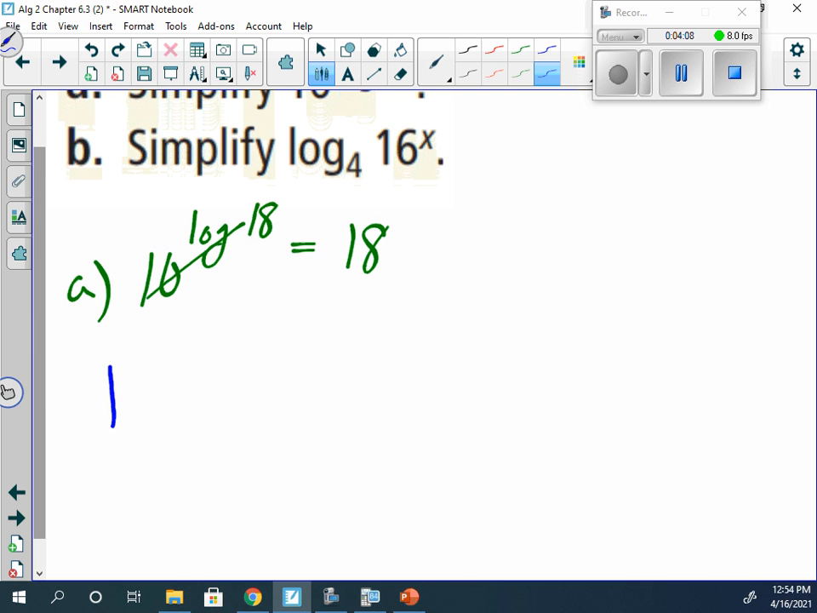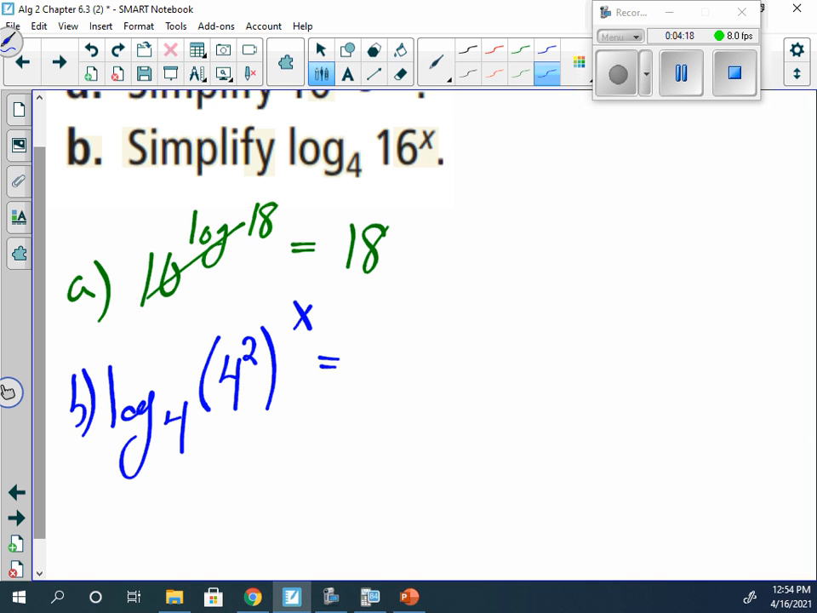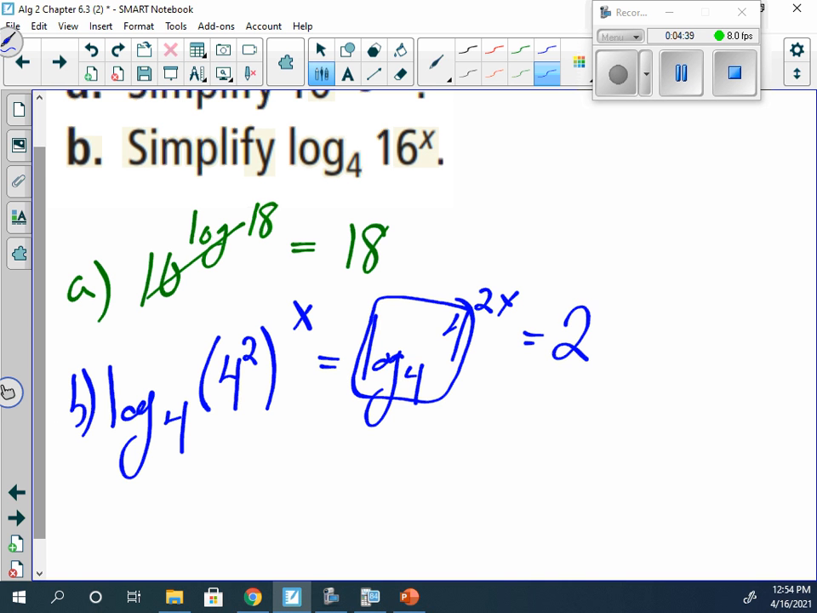So we can look and see, because we would have to change 16, and 16 would be 4 squared. So yes, it is most likely going to work out to be 2x. Because our powers of powers do multiply. So we'd have 4 to the 2x. And our log base 4 of 4 would simplify, leaving us with just 2x.